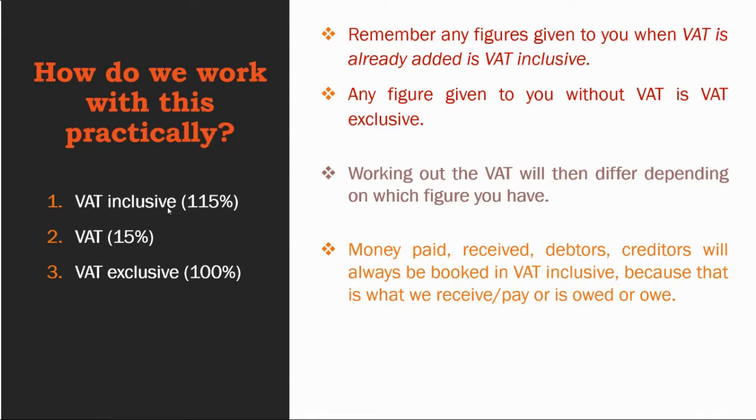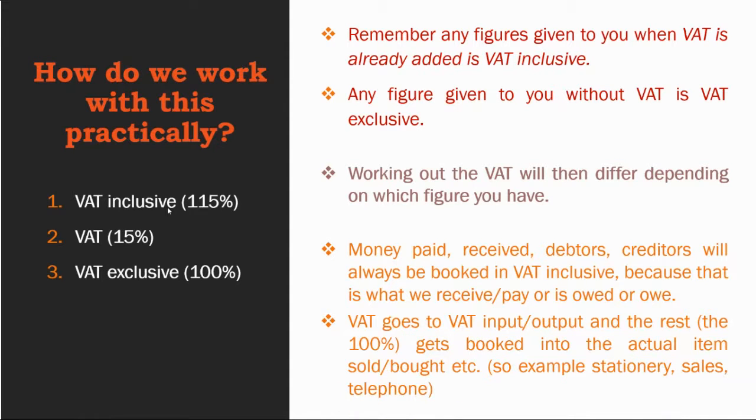Remember, money that is paid, received, debtors, creditors will always be booked as VAT inclusive because that is the money we receive. We're receiving the amount for our sales plus the VAT that we've added on top of it. So we receive that money and then we only pay over the VAT component. And then VAT goes to VAT input or output, and the rest gets booked to what was actually sold or bought, which is either your sales, stationery, telephone, whatever the accounting name is.